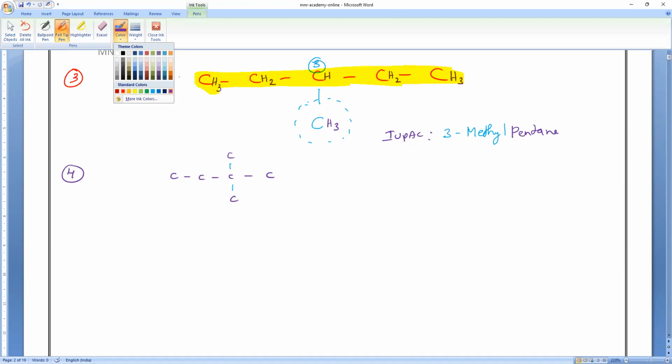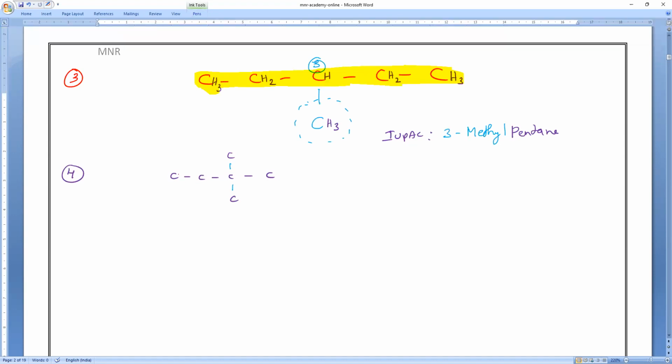First carbon, how many hydrogens? Make it quick and tell me. 3. Second carbon, 2. Third carbon, any hydrogen will come? No. Why? Already 4 bonds are completed. Then the last carbon, again 3 hydrogens. And above here also 3 hydrogens. Here also 3 hydrogens. Understanding?